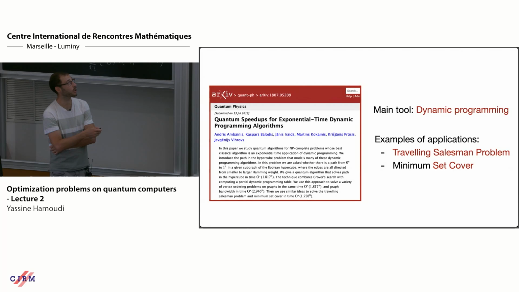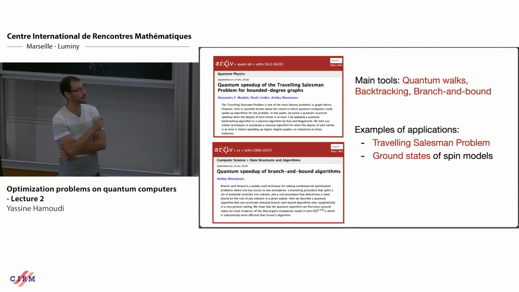Another nice application is about dynamic programming, which can also be accelerated using Grover type technique with application to the TSP or the minimum set cover problem. Okay, the last series of applications is in relation to backtracking and branch and bound techniques, which combined with quantum walk, which is an extension of Grover algorithm, can provide acceleration to TSP again, and also computing the ground state of spin models and other kinds of problems.